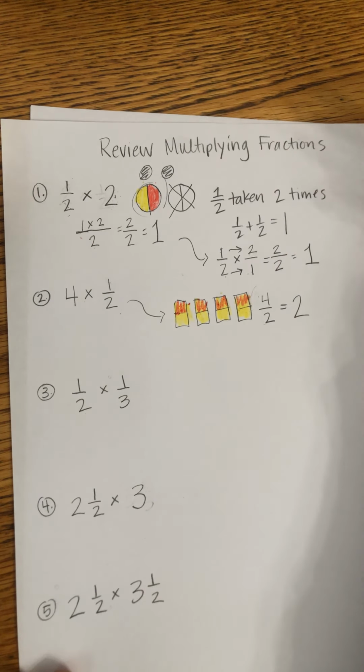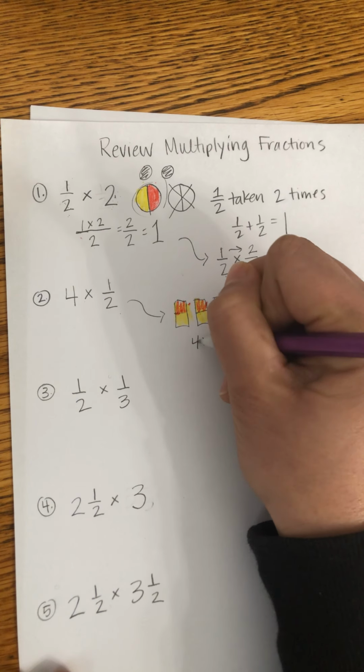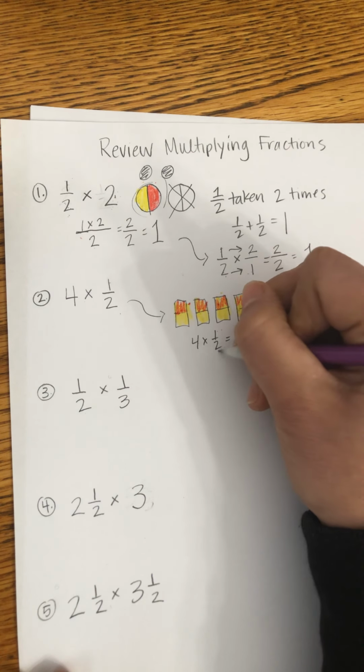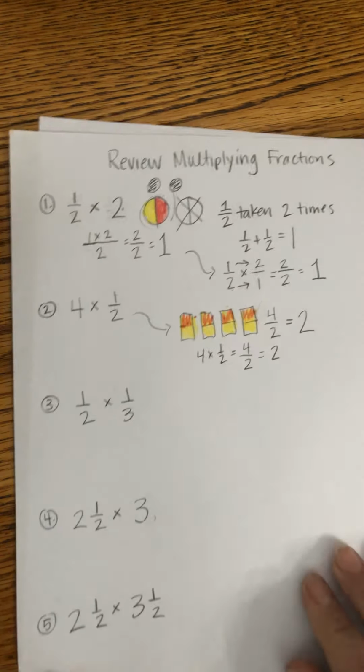which if I were to put those together or simplify this fraction, it would be 2 wholes. So one way of doing this mathematically is 4 times 1/2. Just multiply the whole number times the numerator. So 4 times 1 is 4. Put it over the denominator, 2, which equals 2 wholes.